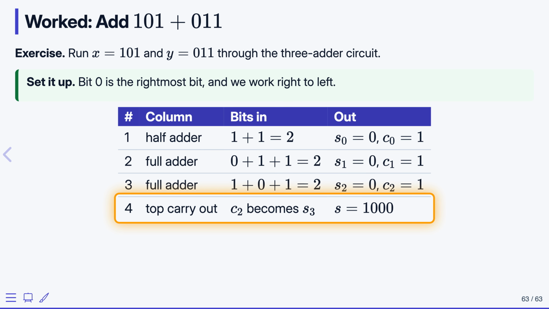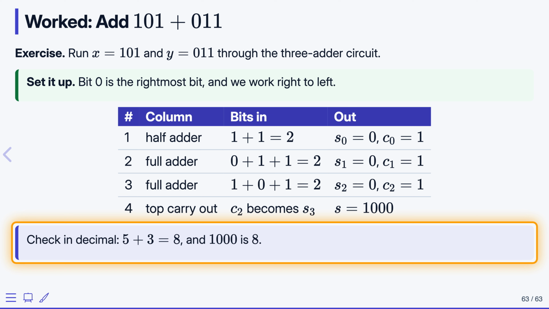Step 4. There is nothing above, so that last carry becomes the highest bit of the answer. The answer reads 1, 0, 0, 0. Check it in decimal. 1, 0, 1 is 5. 0, 1, 1 is 3. 5 plus 3 is 8, and 1, 0, 0, 0 is 8. It works. And that is the end of the chapter.